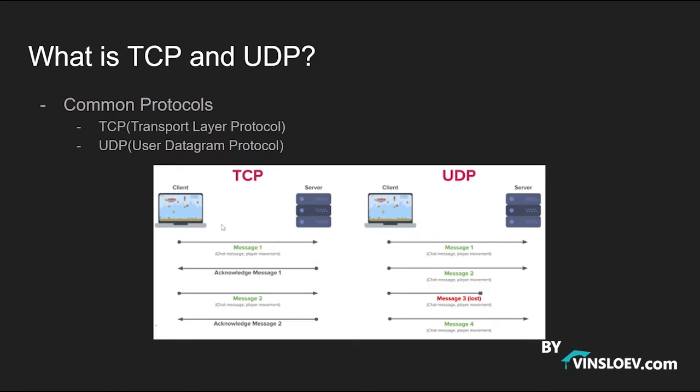So with TCP, when sending messages, we are getting an acknowledgement of that message. Whereas in UDP, we are just communicating one way, we are just transferring a lot of data in one direction. So let's take a closer look at each of these.